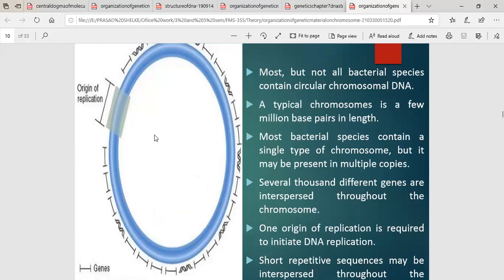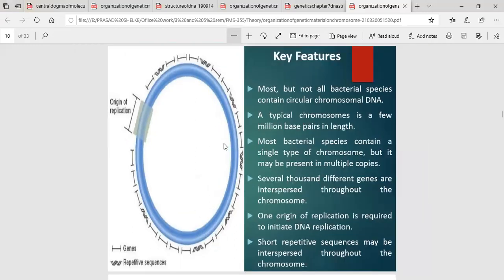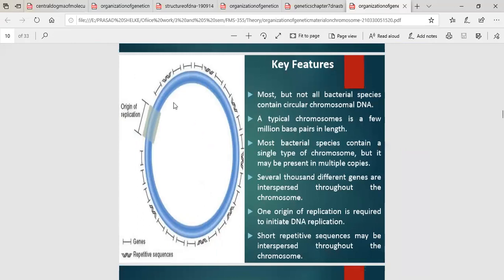Okay, here you can see this circular shaped chromosome, the circular shaped genetic material of bacteria. It contains the origin of replication. Replication means to produce a copy of the DNA. The replication, transcription and translation processes we will study in our next lecture.